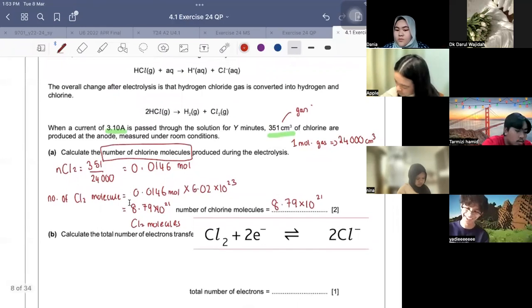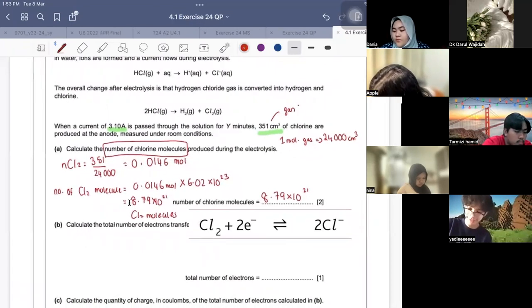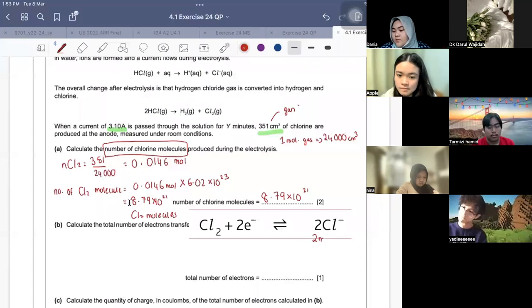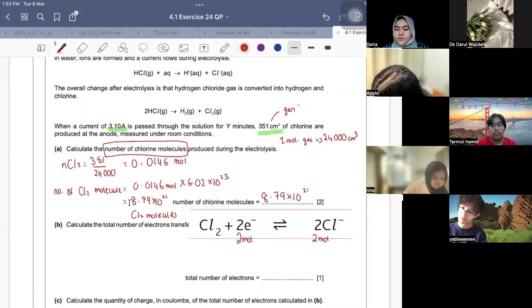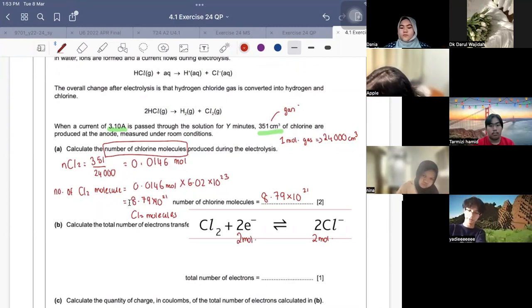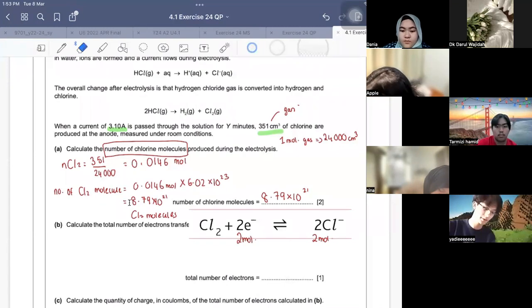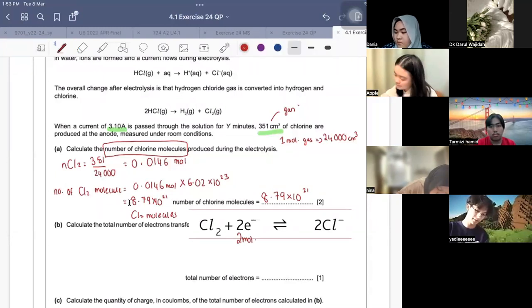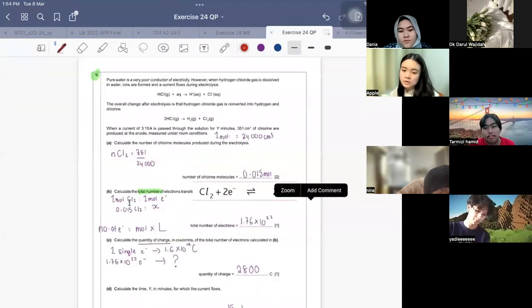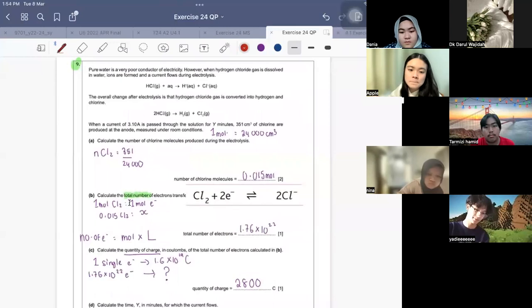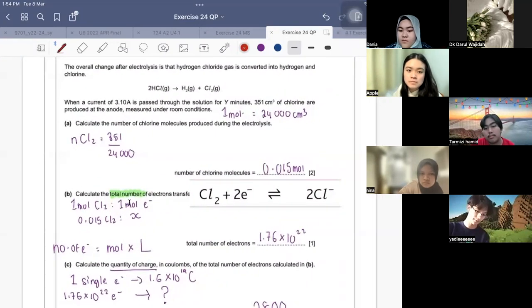Calculate the total number of electrons transferred. Okay, so based on this equation, it says that to produce 2 moles of chlorine, you require 2 moles of electrons, which is just 1 to 1. Oh, it is not 1 to 1. Chlorine is Cl2. Oh, there we go. I almost made that mistake. I think I made that mistake that day. Oops, I did. 1 mole of chlorine is equal to 2 moles of electrons.